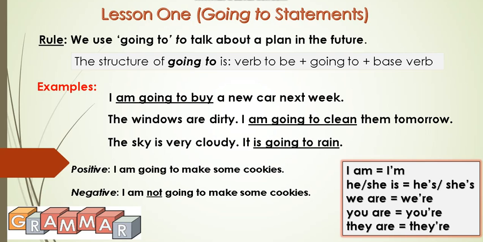Let me provide you with some examples. I'm going to play a game. We're going to stay at the library. You're going to visit London tomorrow. He's going to study hard for the exam. So in this lesson, we have learned to use going to for future plans and statements.